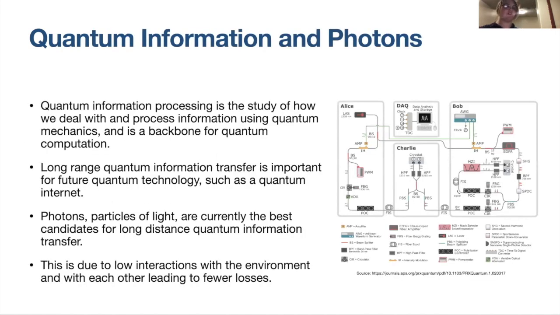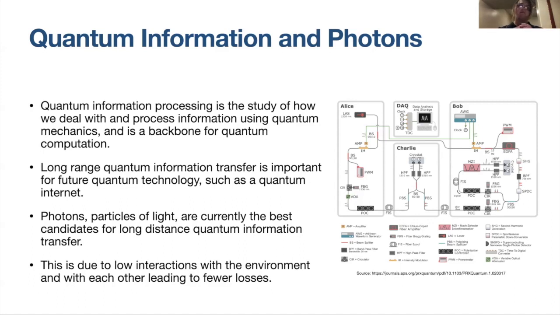Now, quantum information processing is the study of how we deal with and process information using quantum mechanics, and it's a backbone for all the quantum computation stuff you've been hearing about. Long-range quantum information transfer is what we're interested in, and it's important for future quantum technologies, such as a quantum internet. You can see us develop this stuff in the diagram on the right.